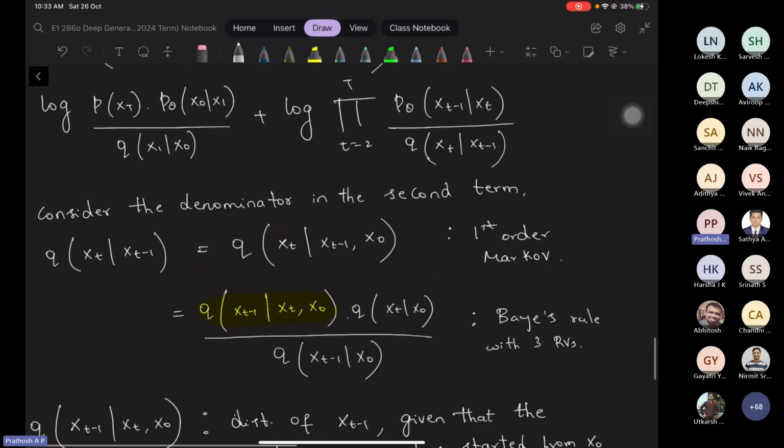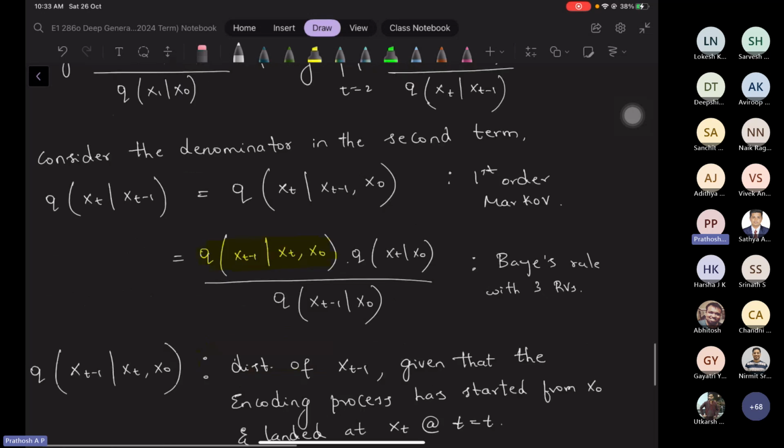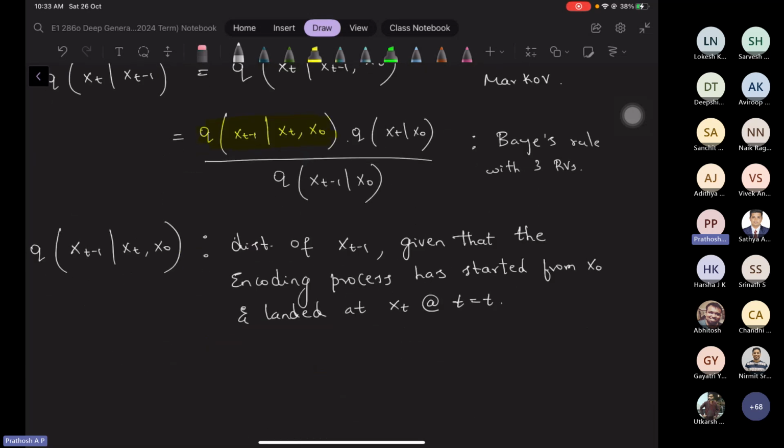Okay, so let us get back to the ELBO now. Sir, one question. If we do not have x naught, then also we could have come up with this Bayes rule, right? Like we just based on xt minus 1 and xt.